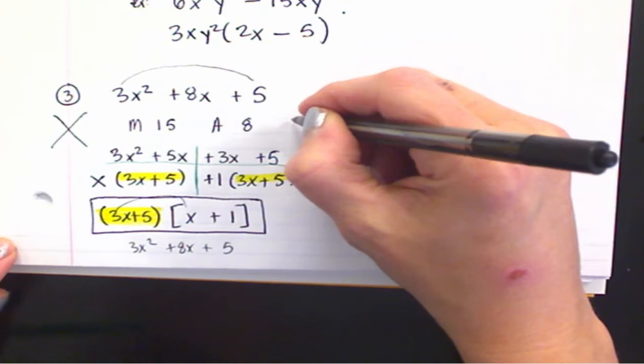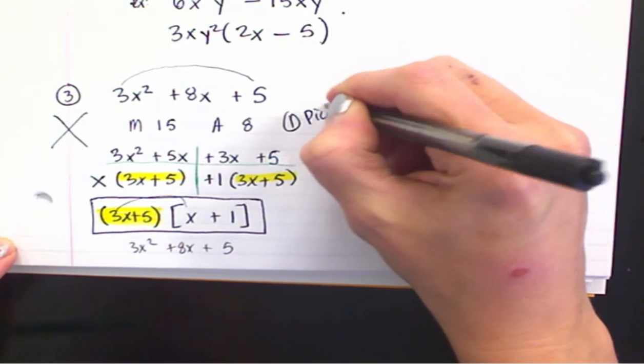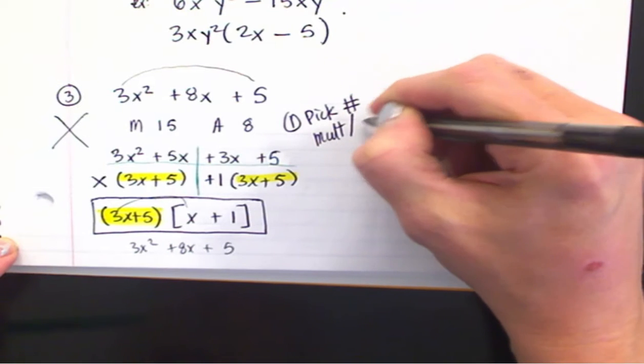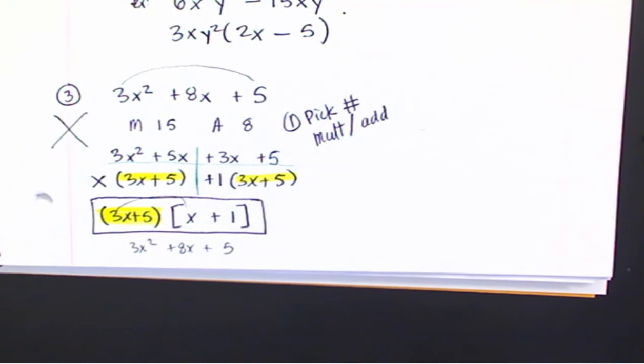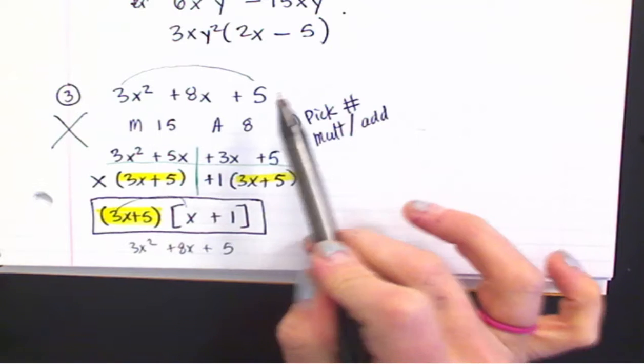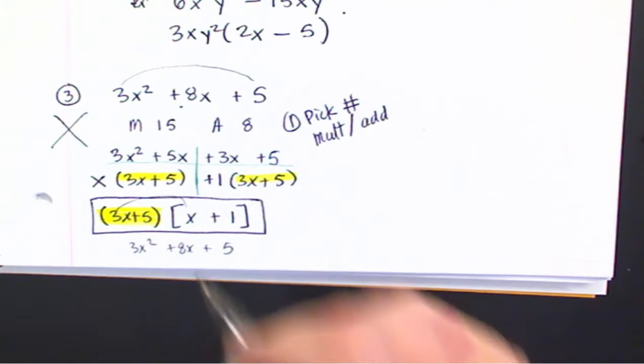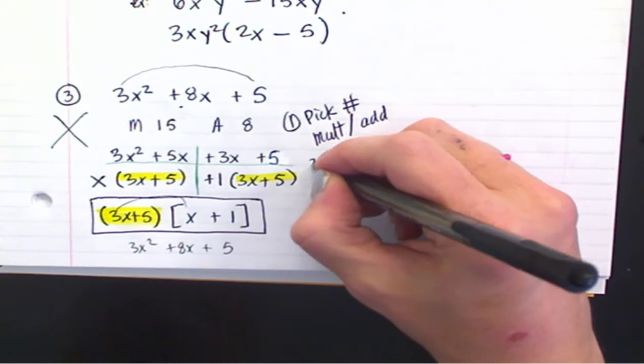What did I do? First, I picked my numbers. Everybody does the multiply-add numbers. It doesn't matter what method of factoring you are taught. Everybody figures out what multiplies to this and adds to the middle term. Okay? First, you pick your numbers.